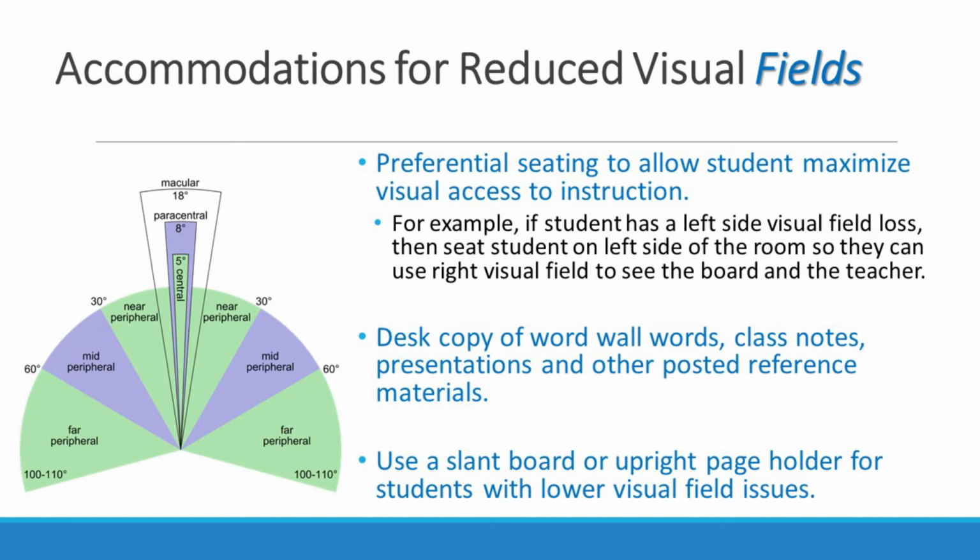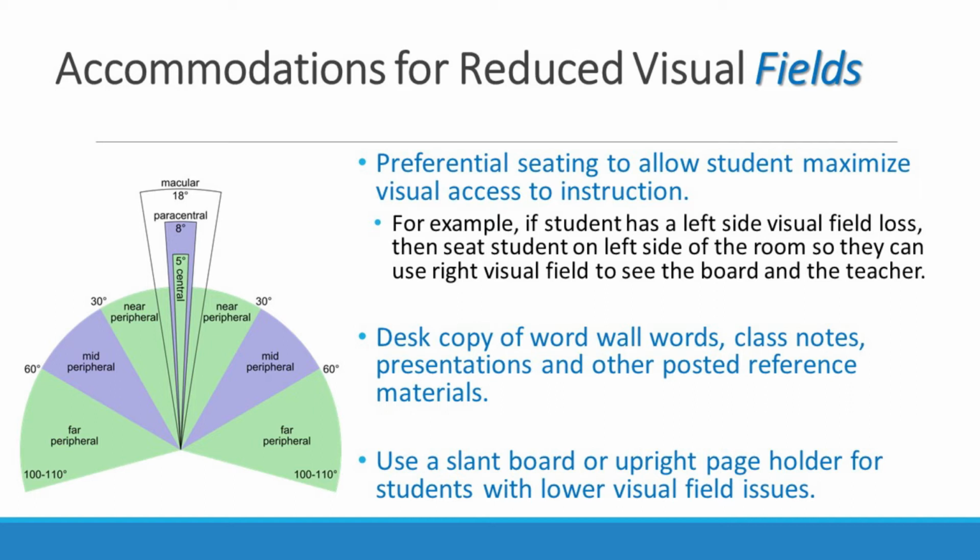A few typical accommodations that may be included in a student's IEP or IAP include preferential seating based on the best part of the student's visual field. For example, if a student has a left side visual field loss, then seat the student on the left side of the room so that they can use the right field to see the board and the teacher. Desk copies of wall words, class notes, posted reference materials like anchor charts, and presentations allow the student to access the information using the best parts of their vision.